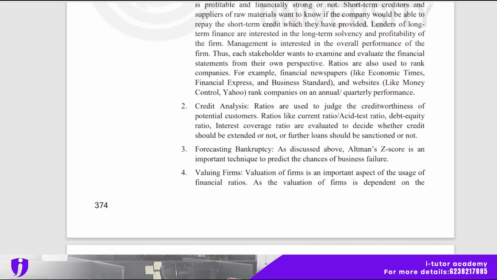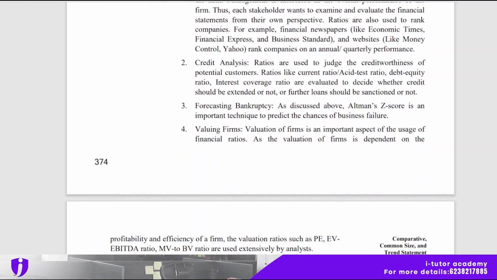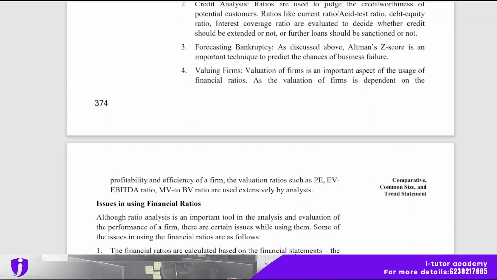And the next one is credit analysis. Ratios are used to judge the creditworthiness of potential customers. Ratios like current ratio, acid test ratio, debt equity ratio, interest coverage ratio are evaluated to decide whether credit should be extended or not, or further loans should be sanctioned or not. And forecasting bankruptcy, as discussed above, Altman's Z score is an important technique to predict the chances of business failure.